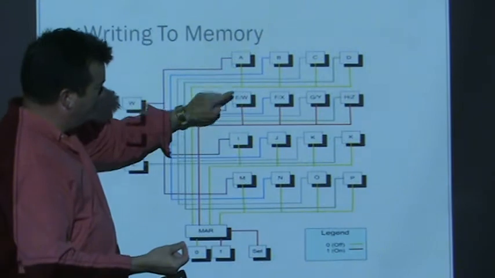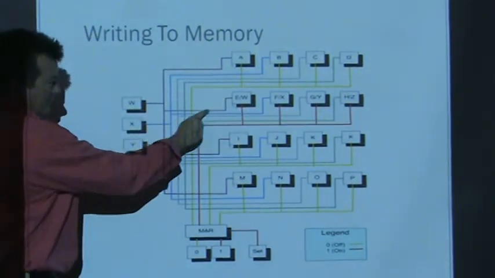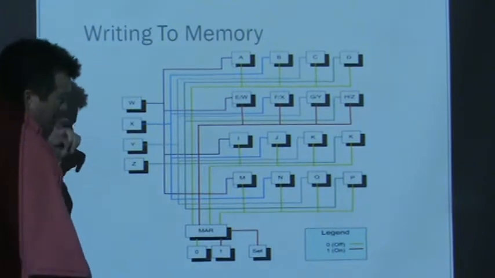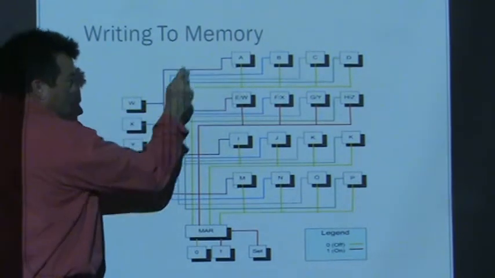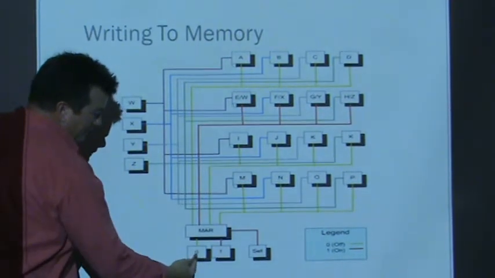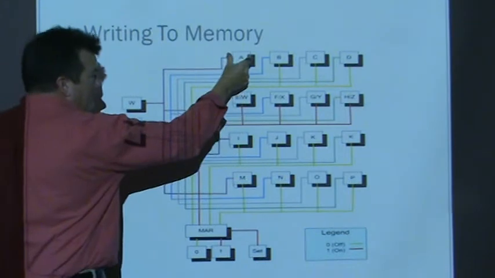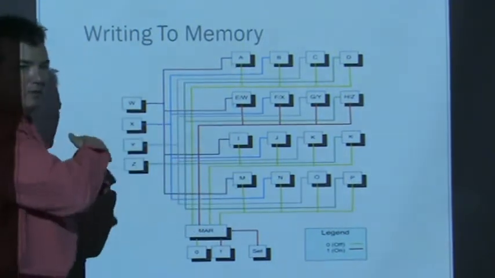The value of W gets fed into all of these 4. So that's the purple line. The value of W is actually being fed into all 4 of these cells, but only the one where we put the address here will accept it. Only this cell will take on that value. These 3 will stay the way they were before.